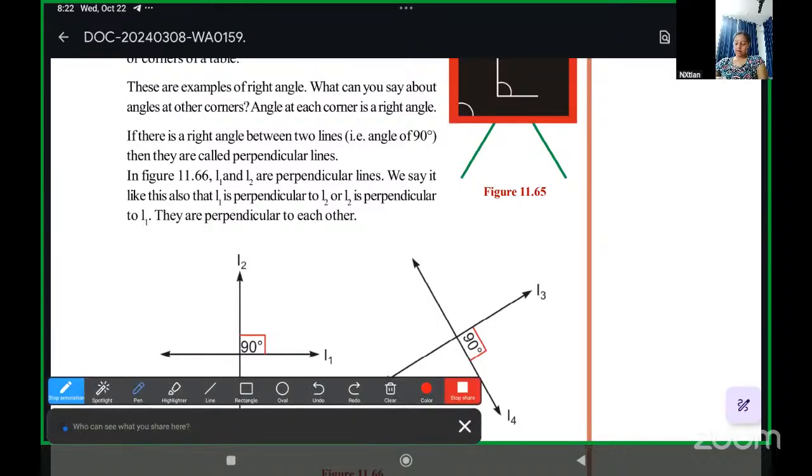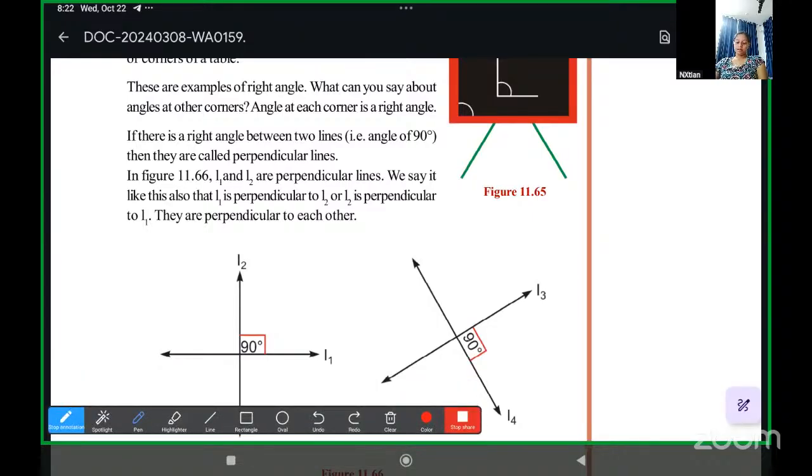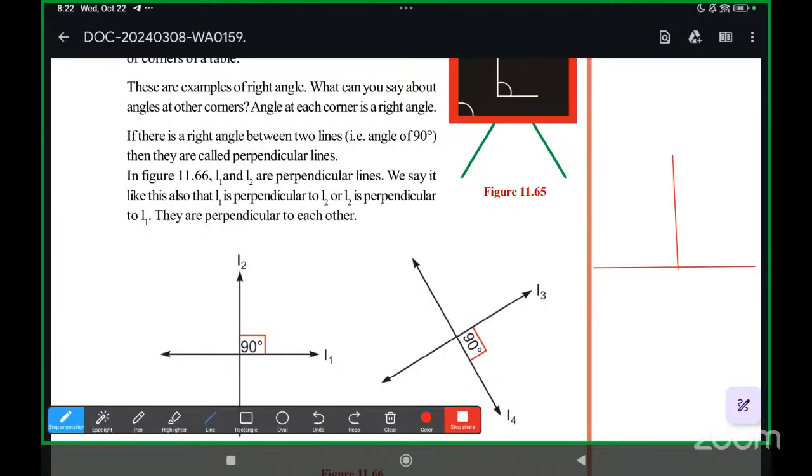Perpendicular lines are those lines which are, suppose I have a line. And when you have one line that is straight coming on top of that line, like this, straight coming to that line, that is known as perpendicular.